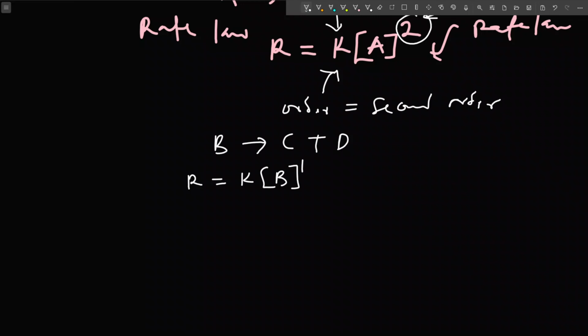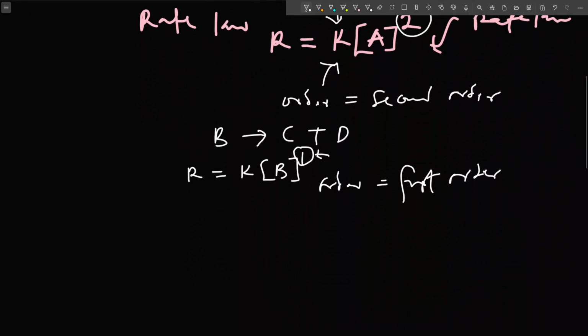The order of this reaction, you don't need to crack your back or stress yourself to calculate this. It's simply the power you are seeing here. Whatever you are seeing here is the order. So the order of this reaction now is first order. I think this is quite clear. Okay, in this example I have only one reactant. Let me assume I have more than one reactant.